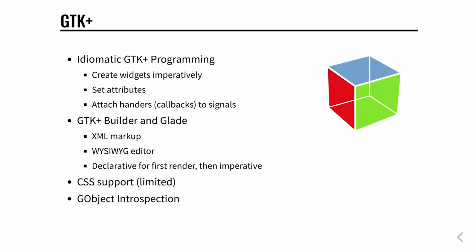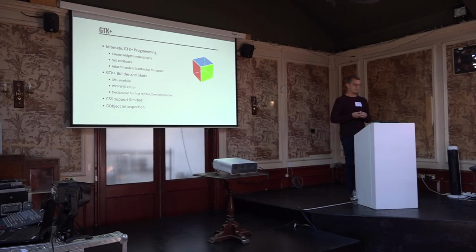There is also a thing called GTK Builder and an application called Glade, and you can use this to construct XML markup in a WYSIWYG editor, and then you can describe your UI declaratively. But the problem is that it only works for the first render of the UI. You load this XML file, you get a UI, and then you have to be imperative again and find all the buttons and attach all the handlers. So only the first render is declarative, then you're imperative. Two phases.